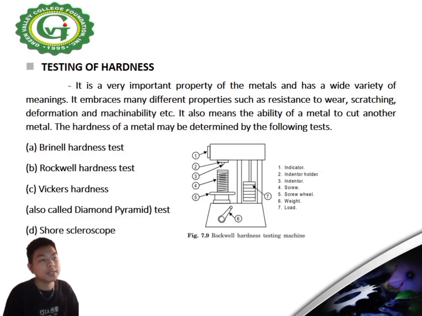So we have here testing of hardness. It is a very important property of the metals and has a wide variety of meanings. It embraces many different properties such as resistance to wear, scratching, deformation, and machinability, etc. It also means the ability of a metal to cut another metal. The hardness of a metal may be determined by the following tests. A. Brinell hardness test. B. Rockwell hardness test. C. Vickers hardness, also called the diamond pyramid test. And the last one is D.